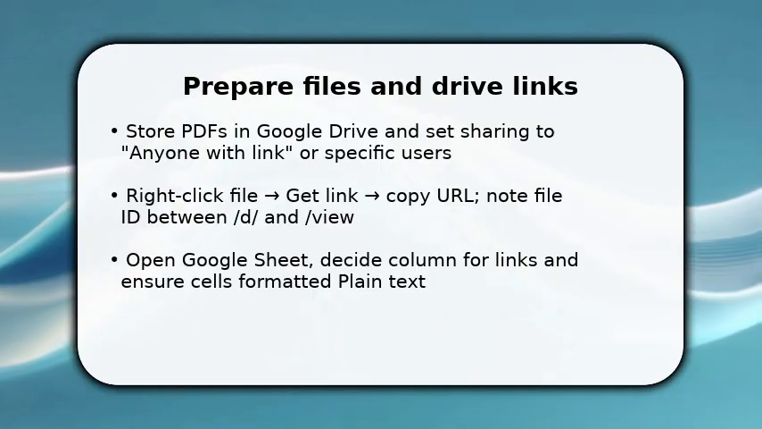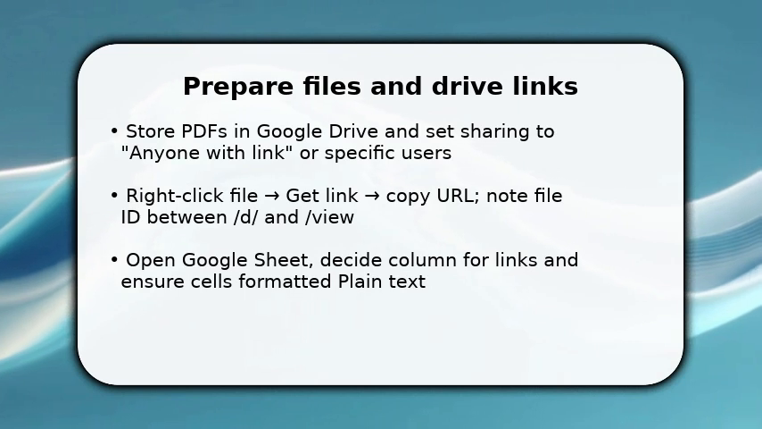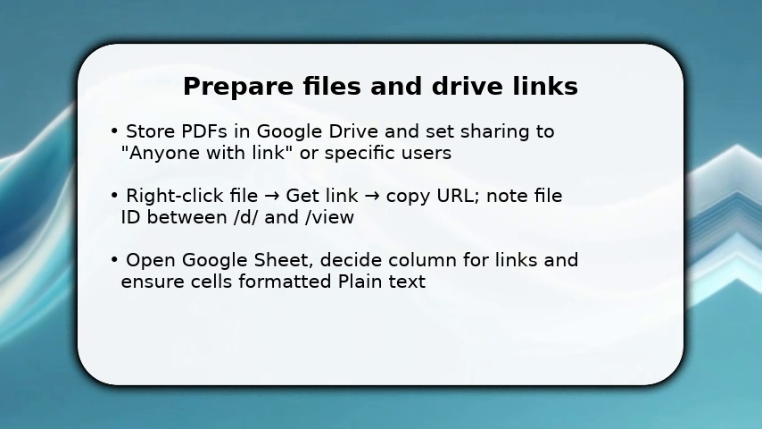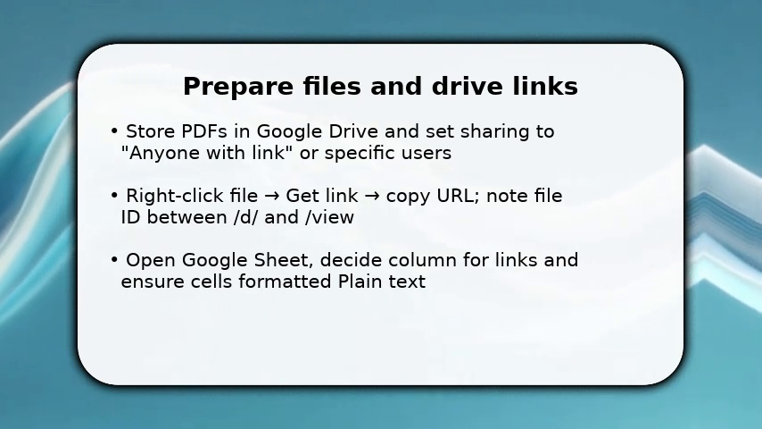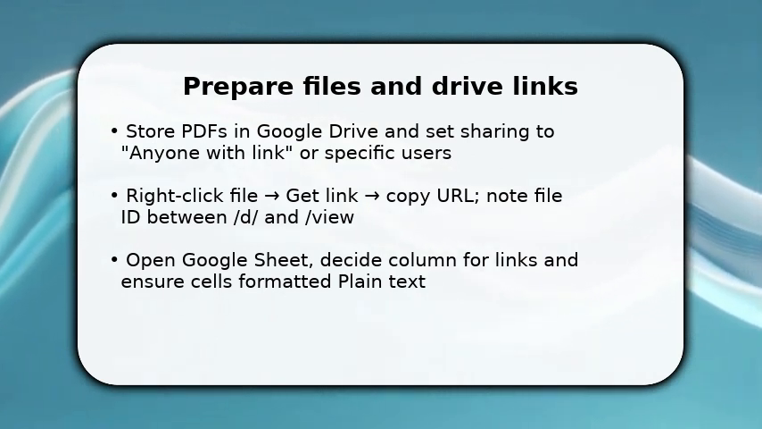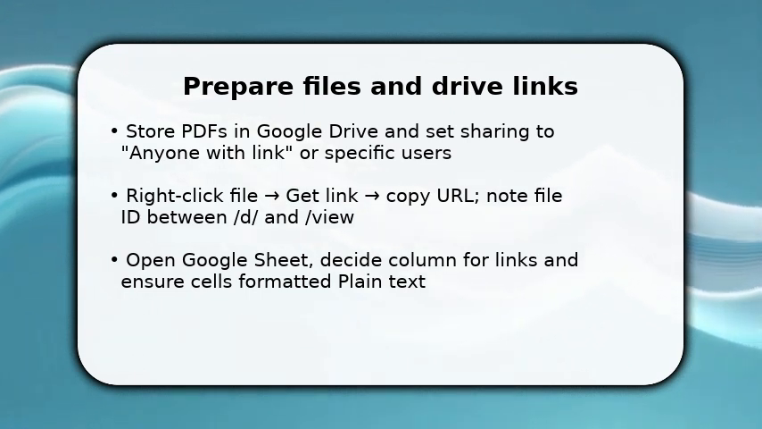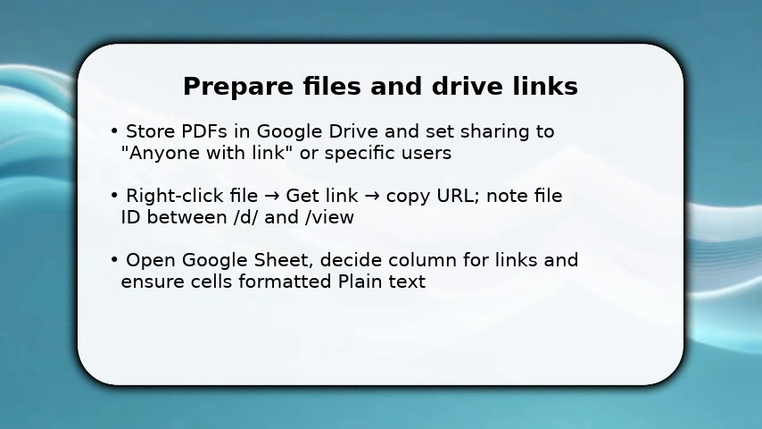You start by placing PDFs in Google Drive and making them shareable. That gives you stable URLs. Once done, copy the file link and extract the file ID if you want a clean construct. In your Google Sheet, choose a dedicated column and set cells to plain text so the URL won't auto-format.